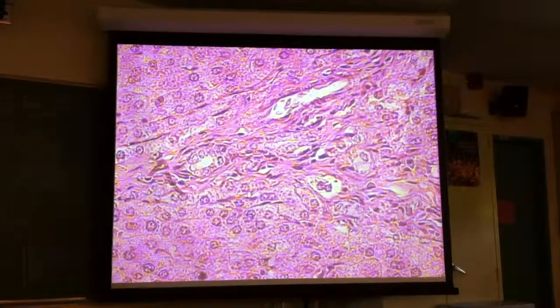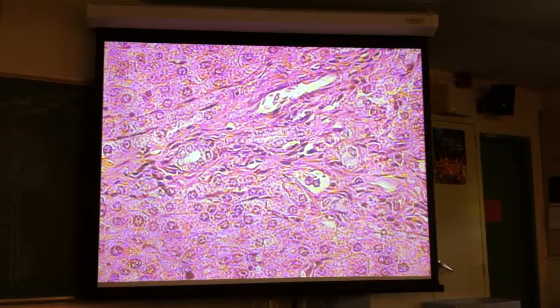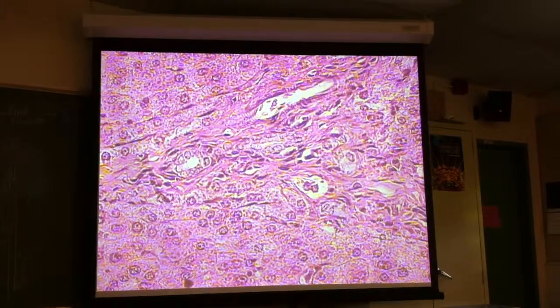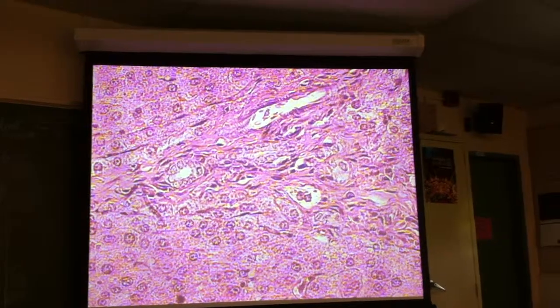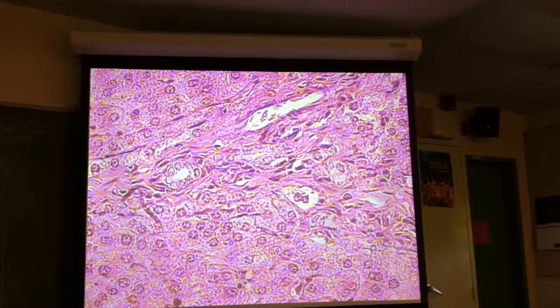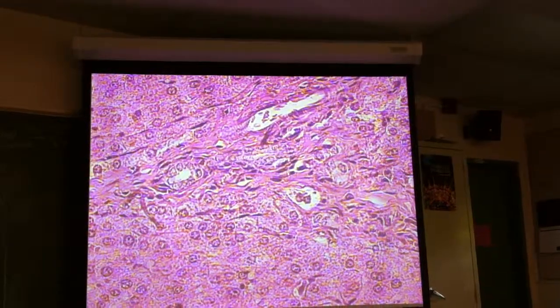This is the duct right here. This and this are both blood vessels. And based on the thinness of their wall, they both appear to be hepatic portal vein. If they were artery, they would have an obvious band of smooth muscle around them. So we've got two of the three elements here.